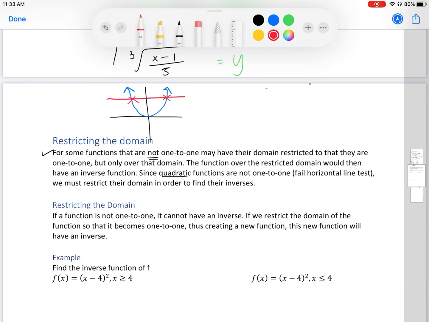But what if we restrict it? We can restrict it to only your positive x's, or we can restrict it to only your negative x's, so from the left and the right. If we only have positive x's, then our graph would look like this. If we only have negative x's, then our graph would look like this. So we can restrict our domain so we only have either the positive or the negative, for example. If we do that, then it will not fail the horizontal line test.